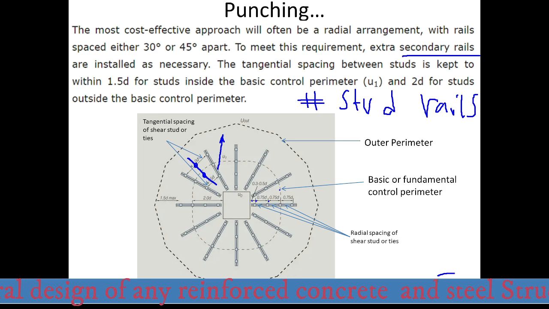This is the basic or fundamental control perimeter, at a distance from the face of the column, and this one is the outer perimeter up to which the shear reinforcements will be placed. Here is the radial arrangement of the shear studs, or we can replace the shear studs with shear reinforcement, that means rebars. So we can also use reinforcement bars.